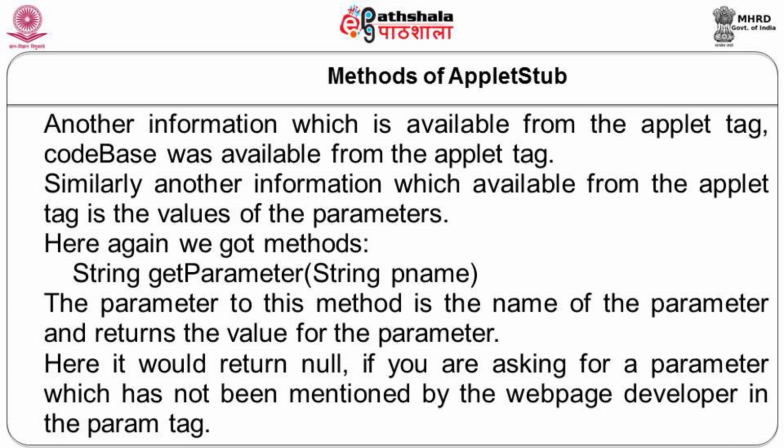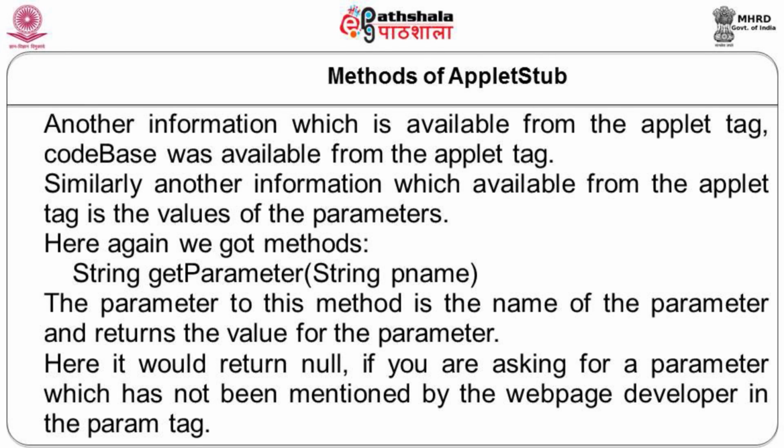Similarly, another piece of information available from the applet tag is the values for the parameters. Here again we have a method called GetParameter. The parameter to this method is the name of the parameter, and it returns a string, which is nothing but the value corresponding to that parameter. It would return a null in case you are asking for a parameter which has not been mentioned by the web page developer in the param tag.